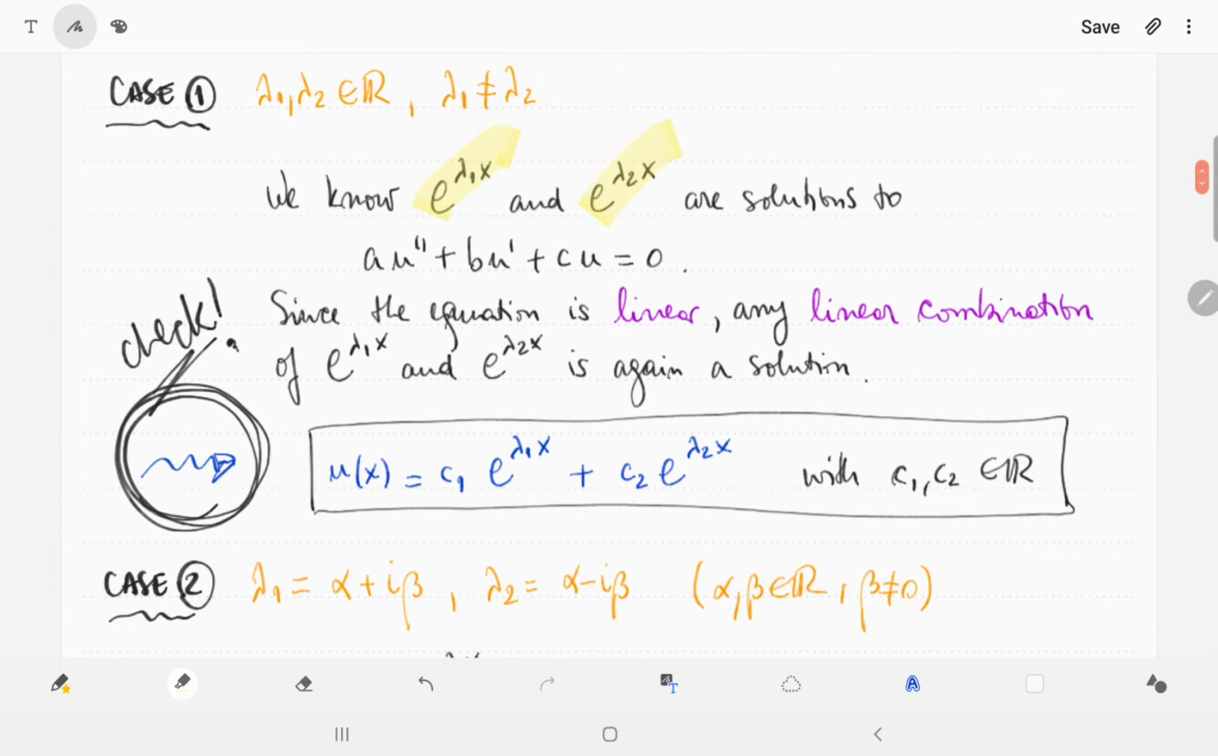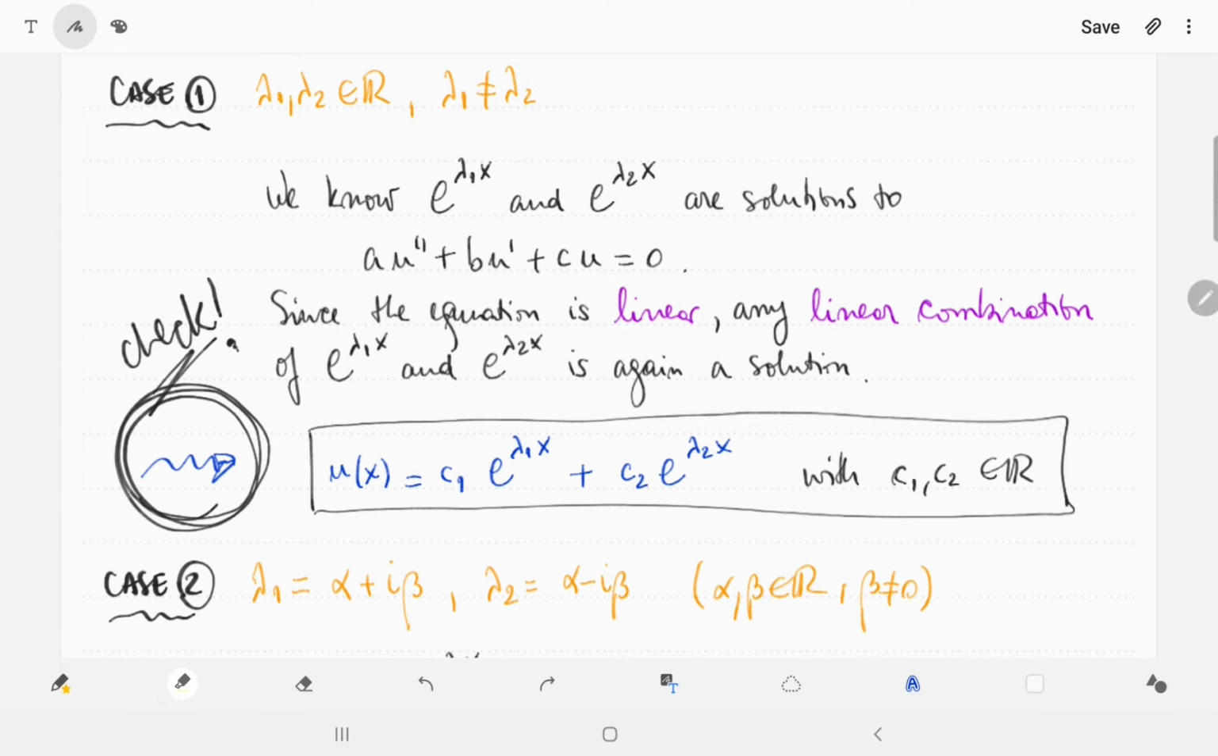Then it's an exercise to check that these two functions form a fundamental set of solutions. So any linear combination of these two is a solution, and moreover, this is the general solution of our equation with C1, C2 any real numbers. Okay, and in each exercise where you find this situation, you can just use this result.